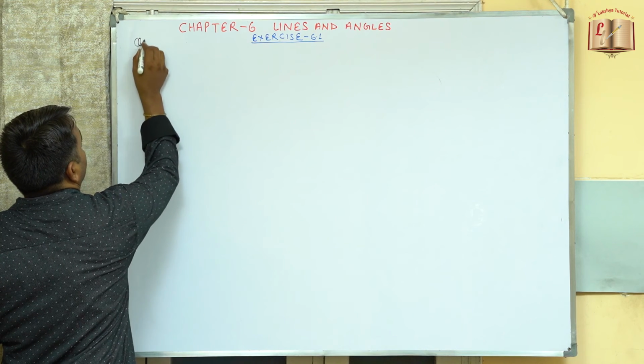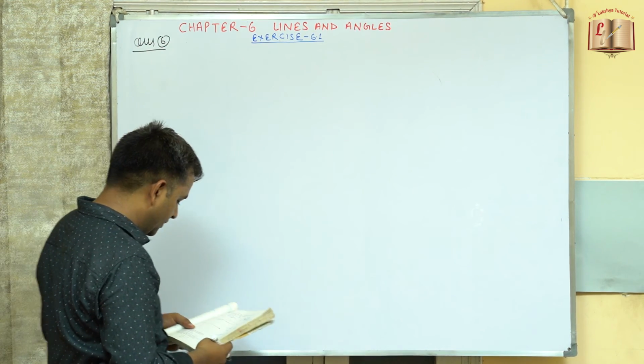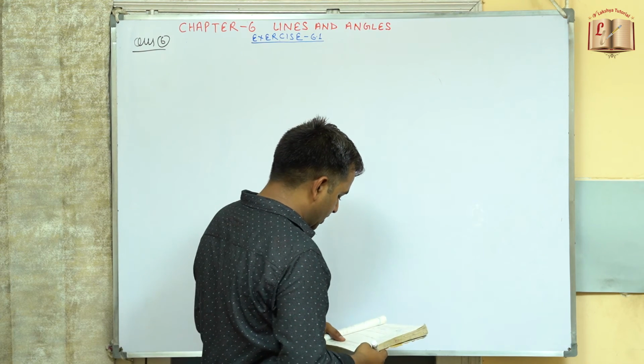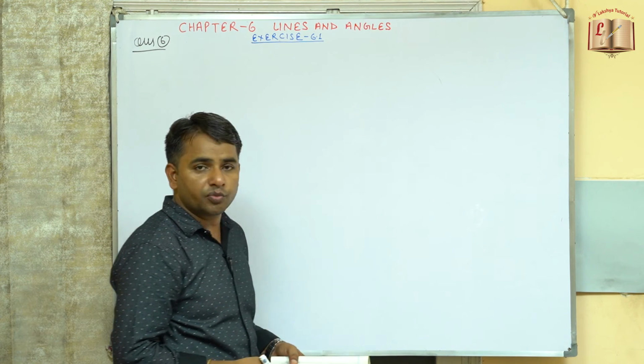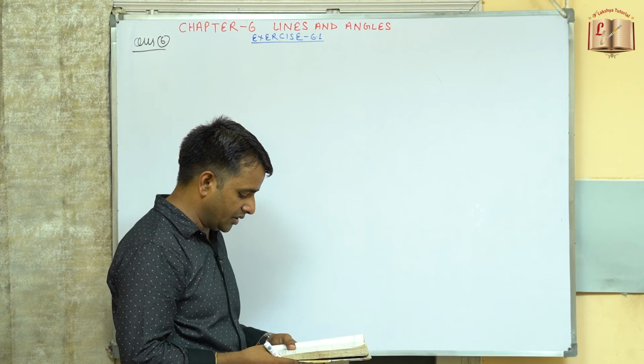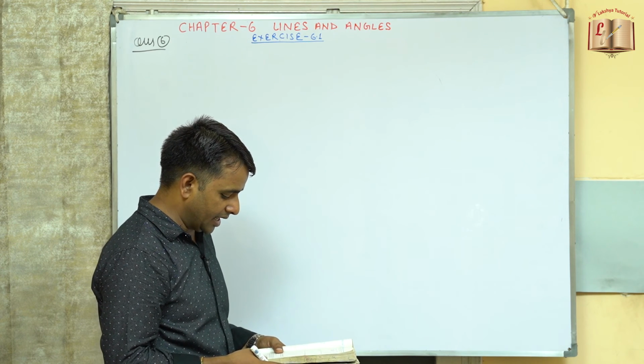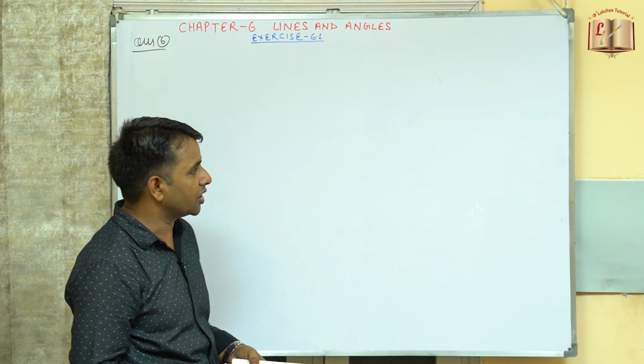Now coming to question number 6. It is given that angle XYZ is 64 degrees and XY is produced to point P. Draw a figure from the given information. If ray YQ bisects angle ZYP, find angle XYQ and reflex angle QYP.